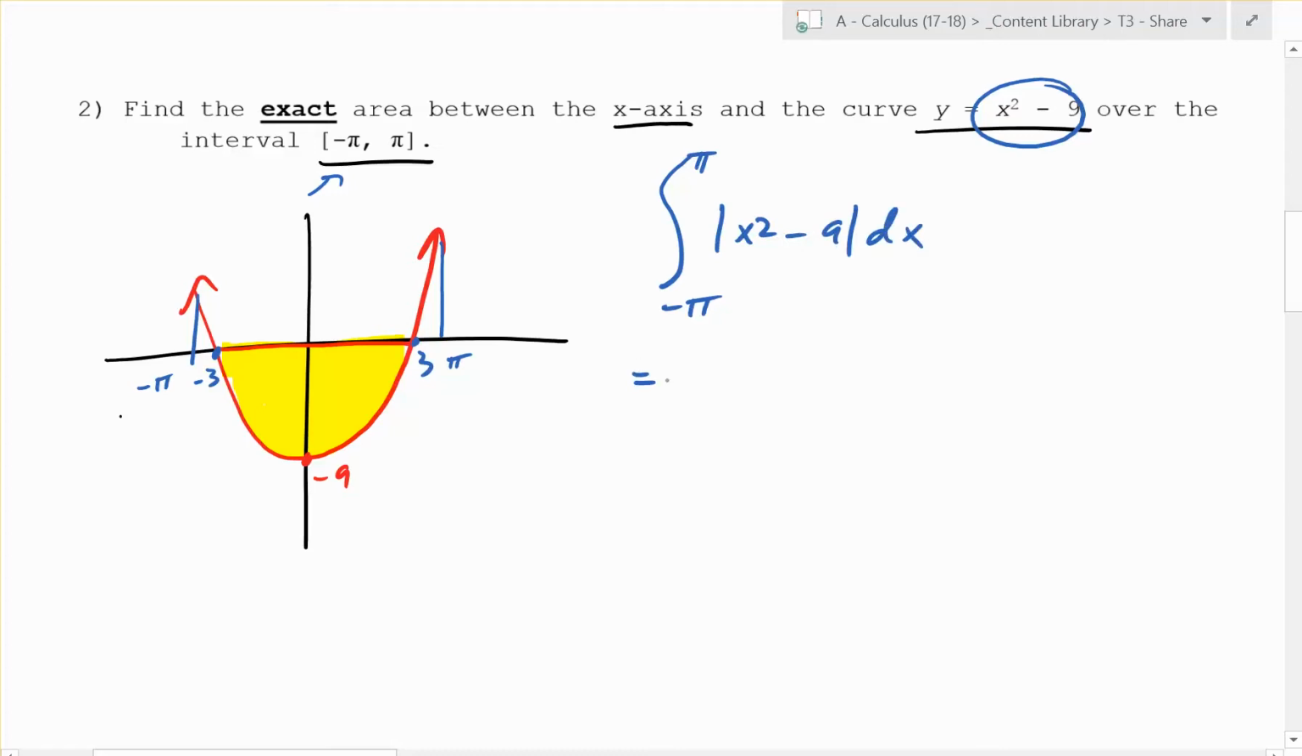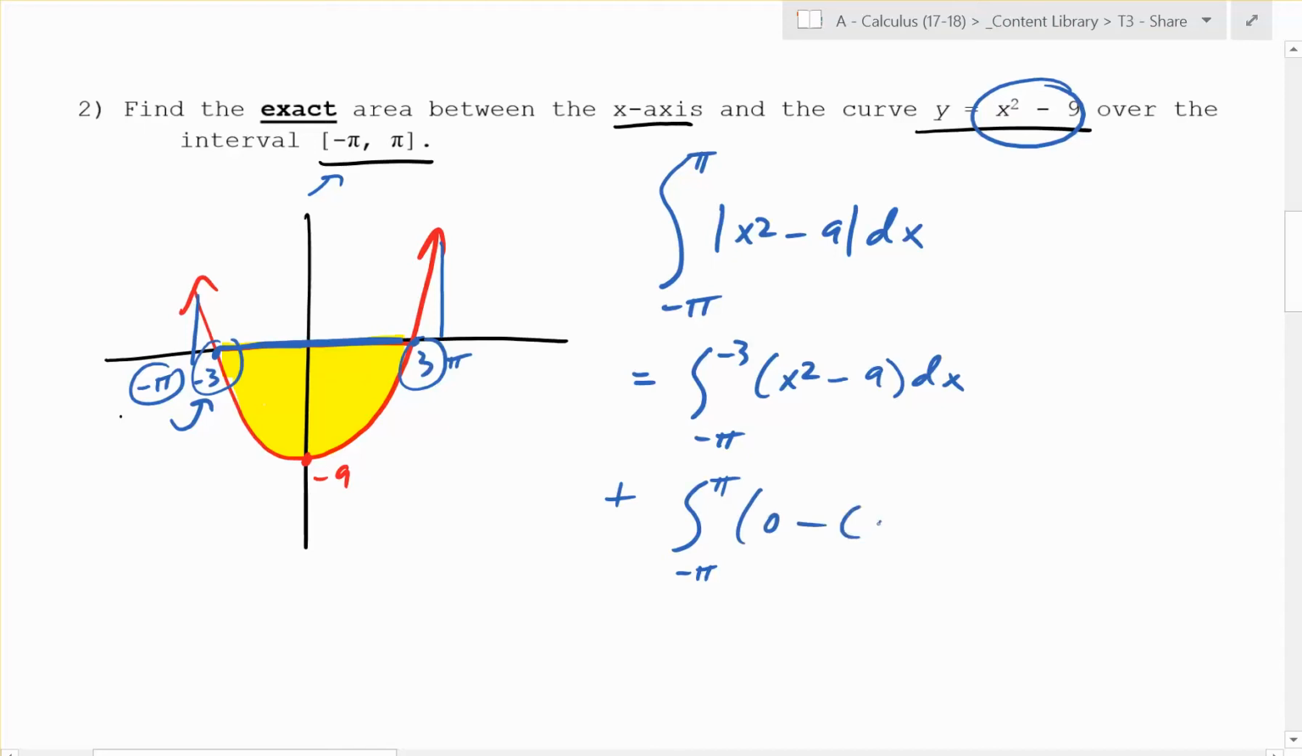And we can also break that apart though. We know it's going to go from negative pi to negative 3 right there, so it's negative pi to negative 3 of the original function like this. So for the first one, it's just the original one from negative pi to negative 3. But for the negative 3 to 3, the upper function becomes this y equals 0. So what are we going to add to it? It's going to be the integral of 0 minus x squared minus 9.